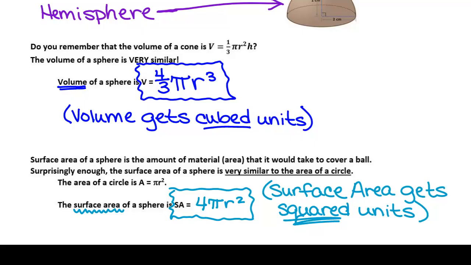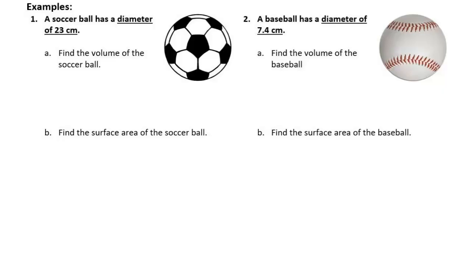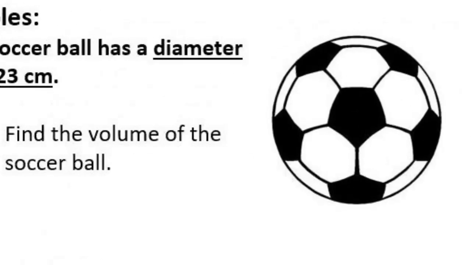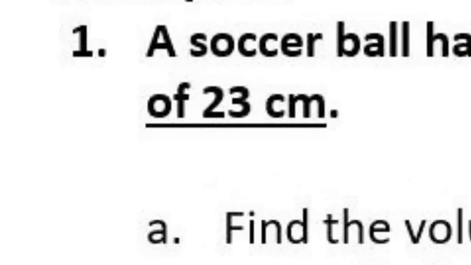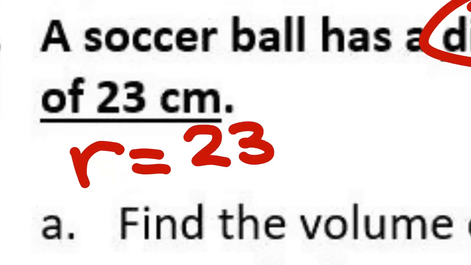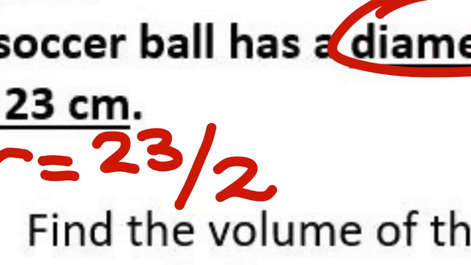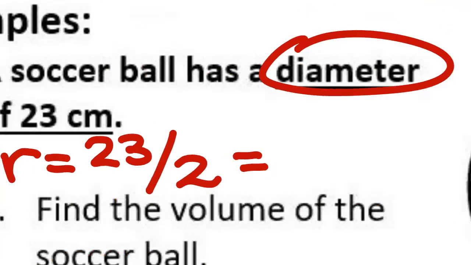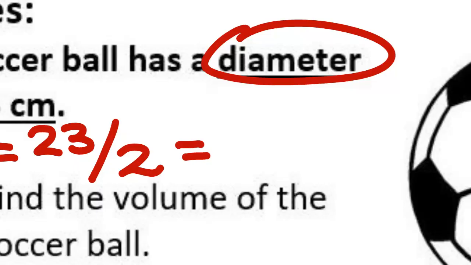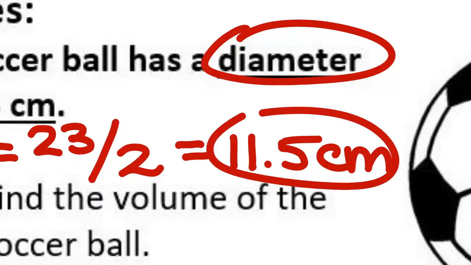What does the R mean in both of those formulas? Radius. So what do we have to do if they don't give us the radius, if they give us the diameter instead? Divide it by 2. That's exactly what they've done here on number 1. They gave us the diameter, so we need to find the radius. We're going to take 23, which is my diameter, and cut it in half. What is half of 23? 11.5. So there's my radius.